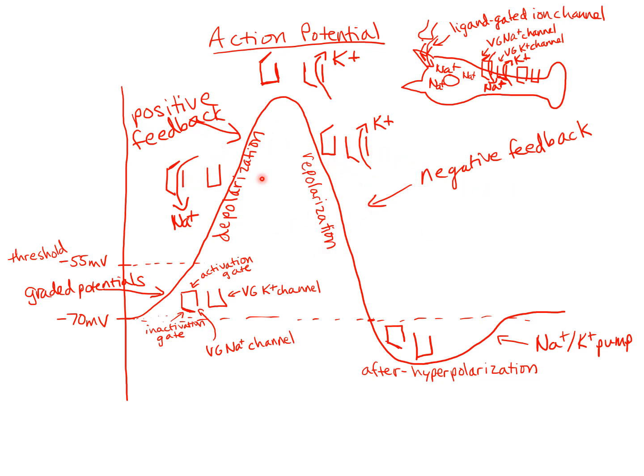Where are these voltage-gated channels located? Okay, they're in the axon hillock and all the way down the axon. How did we get from minus 70 millivolts up to threshold to even start the action potential? Those are from those graded potentials. Remember, the graded potentials are generated by those ligand-gated channels located in the dendrites and the soma of the neuron.